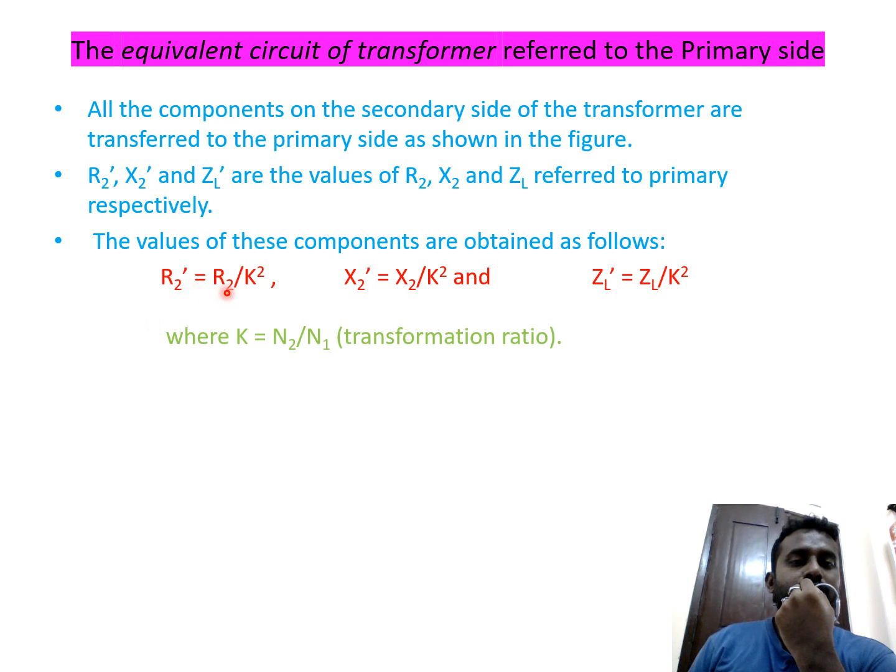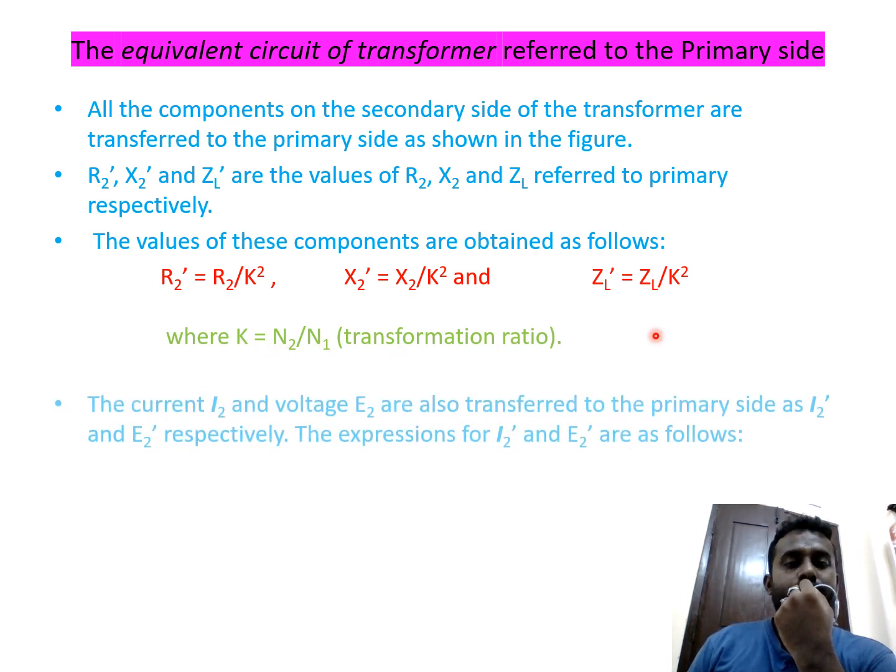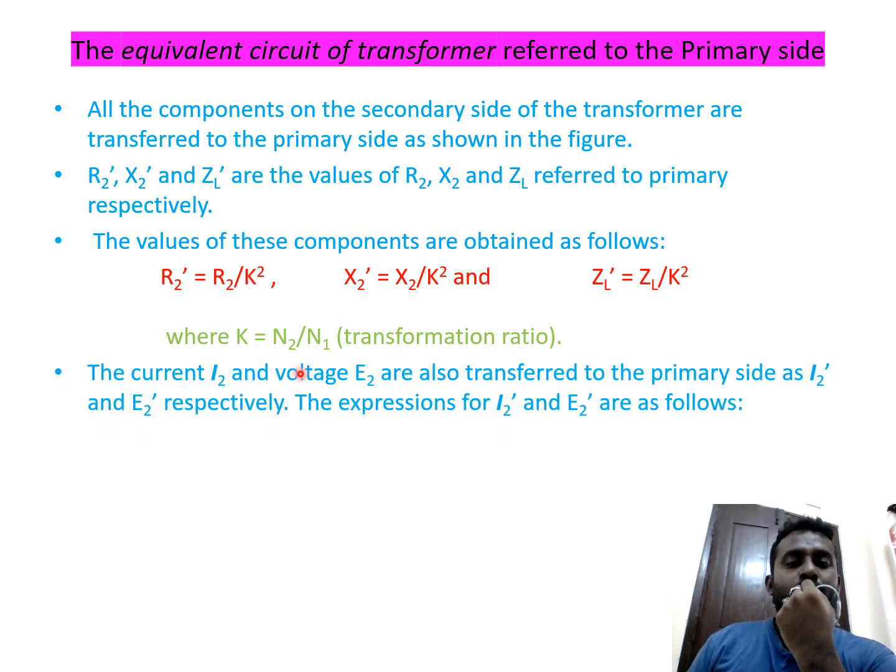R2 dash is obtained by dividing R2 by K square, X2 dash by dividing X2 by K square, and ZL dash by dividing ZL by K square, where K is the transformation ratio N2 by N1. The current I2 and voltage E2 are also transferred to the primary side as I2 dash and E2 dash respectively. The expressions are E2 dash is equal to E2 by K, and I2 dash is equal to K into I2.